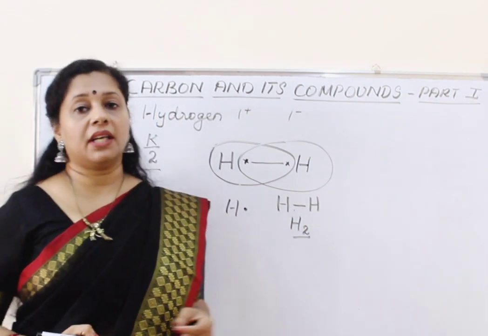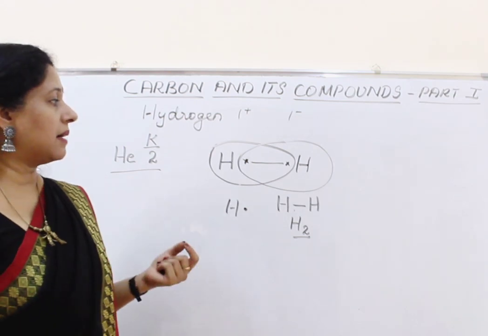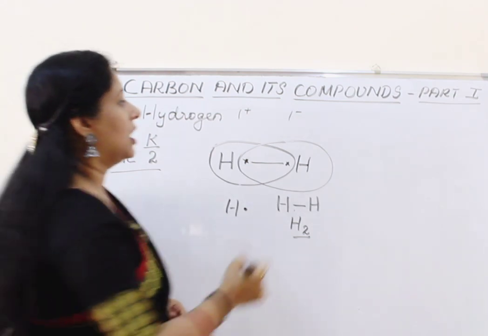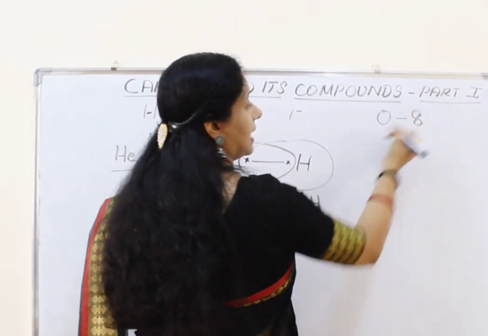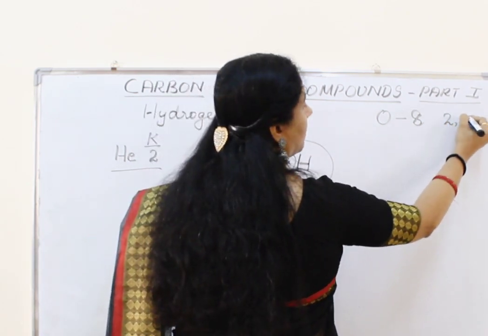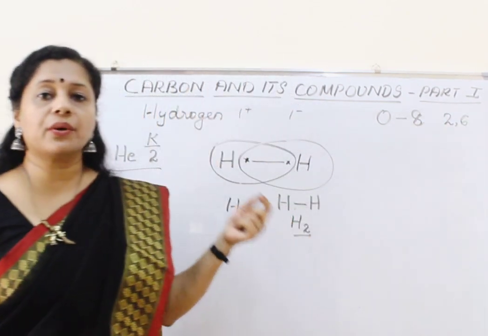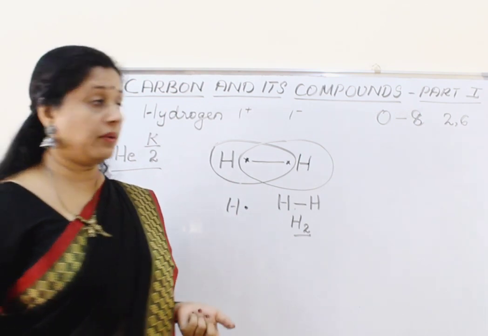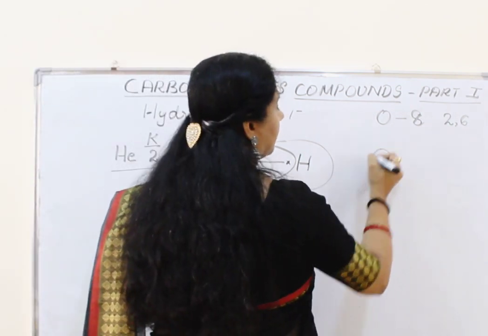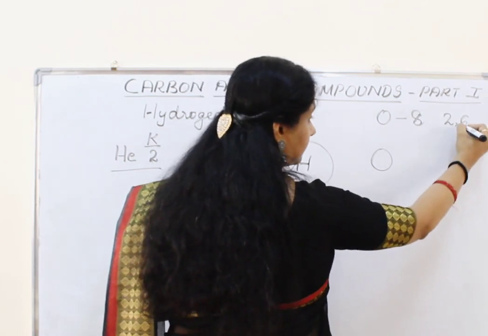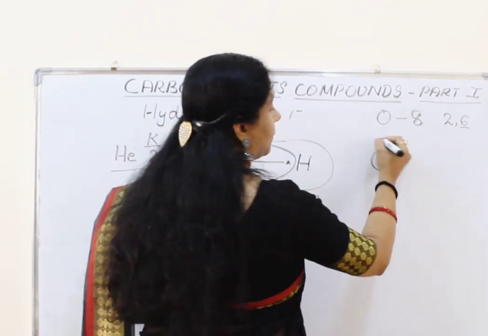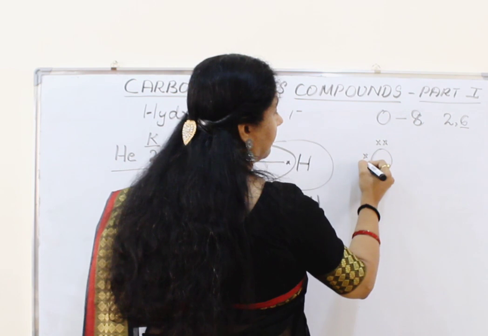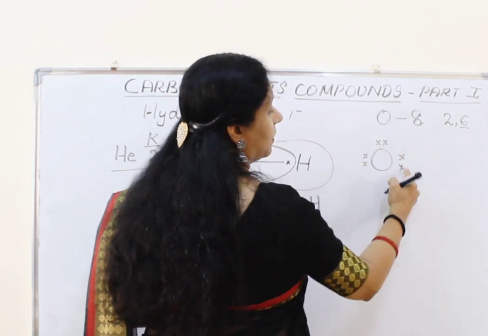The same way we can try out other molecules. For example, we will try now oxygen. The atomic number of oxygen is 8, so we can write 2, 6. Here we are showing only the outermost electrons in the form of dots or crosses according to Lewis structure. So here we can mark it. How many more are required? 2. So we can mark like 1, 2, 3, 4, 5, 6. These 2 will be shared.